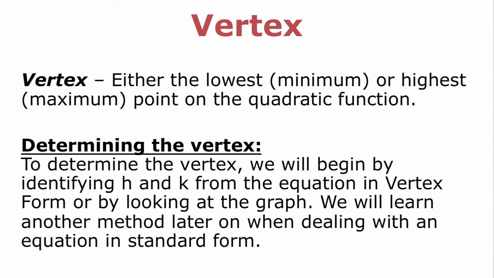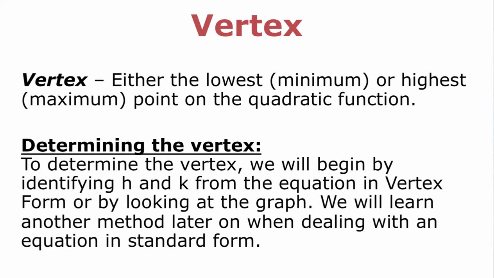A moment ago I mentioned the bottom of that U-shaped graph we call a parabola. That point is very important. We have a name for it. It's called the vertex. It is either the lowest minimum point of the graph or the highest maximum point of the quadratic graph. There are some cases where we will flip the U-shape upside down, and we will go over how that happens later on in this video.